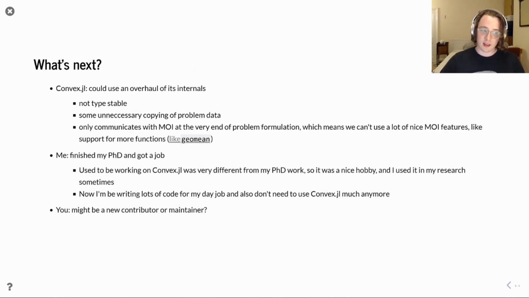Okay, what's next? So for Convex.jl, it could use an overhaul of its internals. It's not type stable. There's some unnecessary copying of problem data. And so I added this MOI support, but I kind of just hacked it in so that it only communicates with MOI at the end of the problem formulation, and we can't use a bunch of the nice MOI features. There's an issue here for adding geomean, but if we could communicate with MOI throughout the formulation, that'd be better.